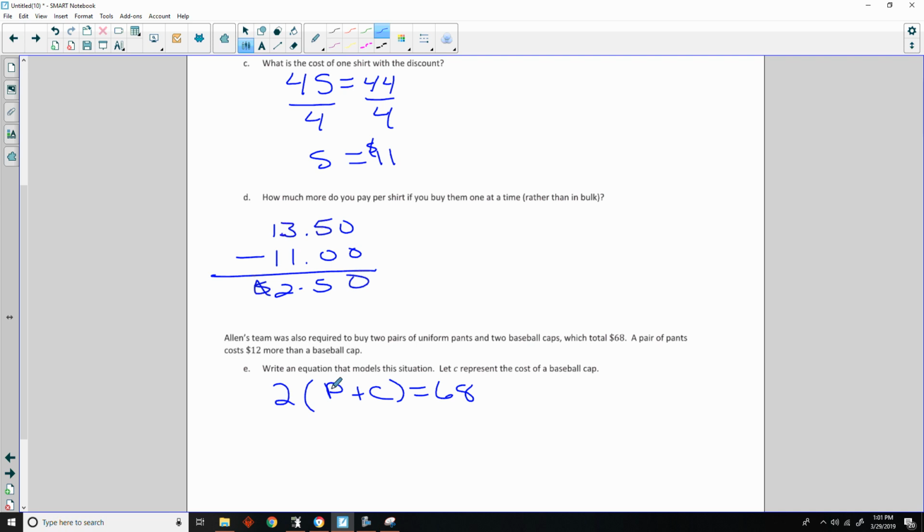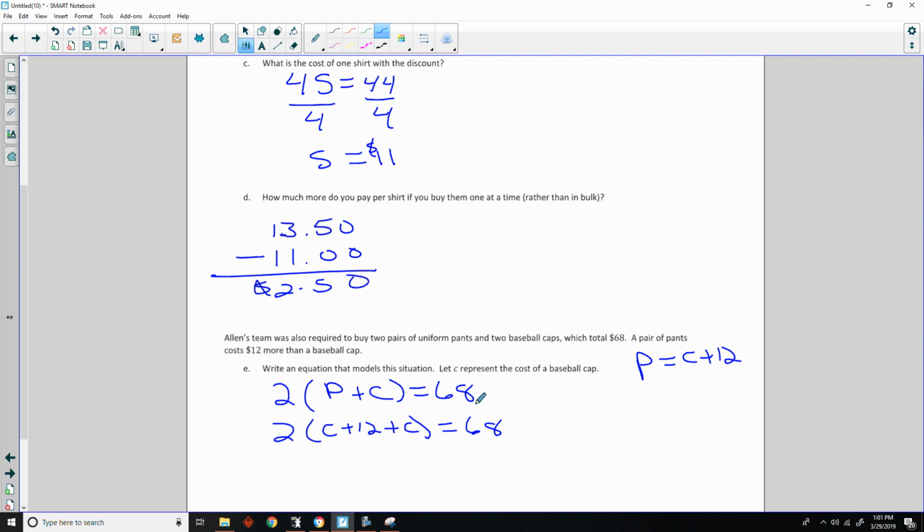Okay? So for starters, we're just going to say 2 pair of pants plus baseball caps equals $68. But then it says a pair of pants costs $12 more than a baseball cap. So P equals a cap plus 12. So now I can substitute that in for P. So now I can say 2, and instead of this P, I can replace it with C plus 12. And then plus this C, and that equals 68.